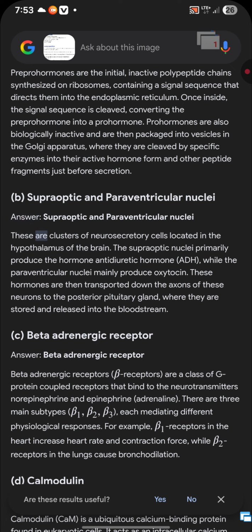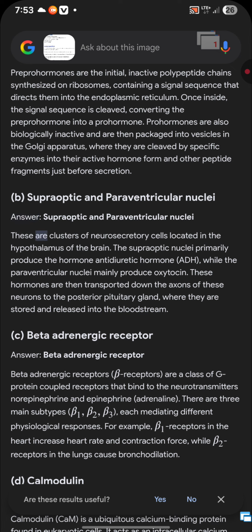E. G protein. Answer. G protein. G proteins, guanine nucleotide binding proteins, are molecular switches involved in transmitting signals from outside the cell to its interior. They are coupled to G protein coupled receptors, GPCRs, in the cell membrane. When a hormone or ligand binds to a GPCR, it activates the G protein, causing it to exchange GDP for GTP. The activated G protein then dissociates into subunits that interact with other enzymes or ion channels to initiate a cellular response.